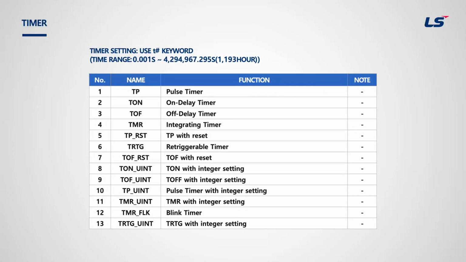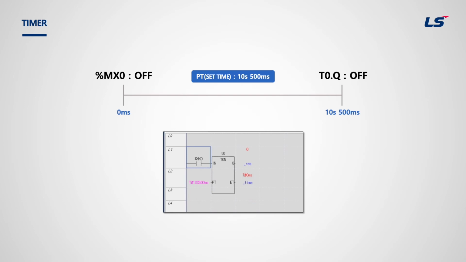This is timer. There are many kinds of timer, including pulse timer, off-delay timer, and integrating timer. However, the most frequently used timer is on-delay timer. When using timer function, keyword T# needs to be used to set the timer. As given in the example, T#10S500MS means 10.5 seconds. If MX0 is on for more than 10.5 seconds, the output Q is turned on.